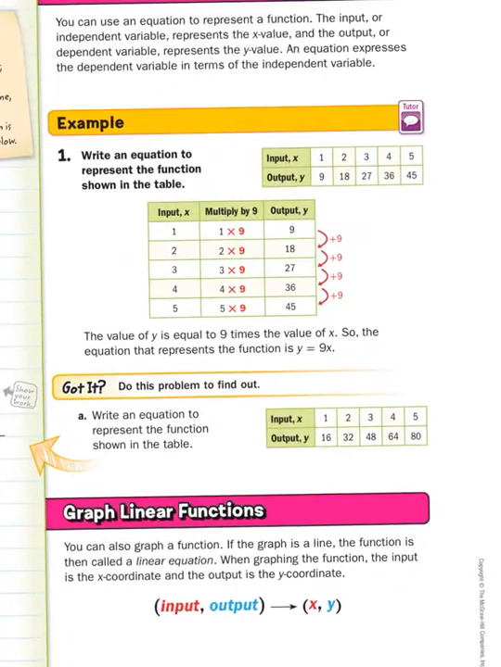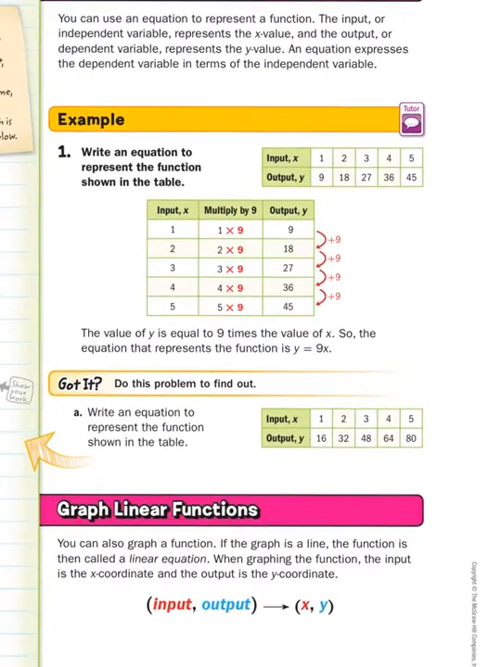So in example 1, it says write an equation to represent the function shown in the table. So I'm going to give you a couple steps for this. First off, when you're writing an equation from a function table, see how it's x and y? You are always going to start with y equals. Now remember, equations have equal signs. So your equation will always start with y equals in these functions.